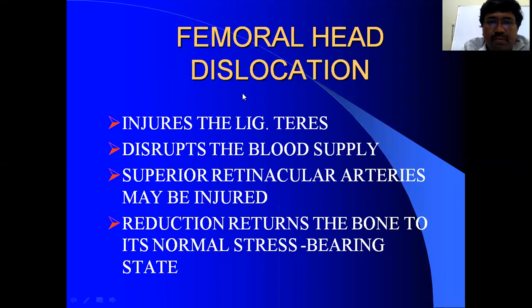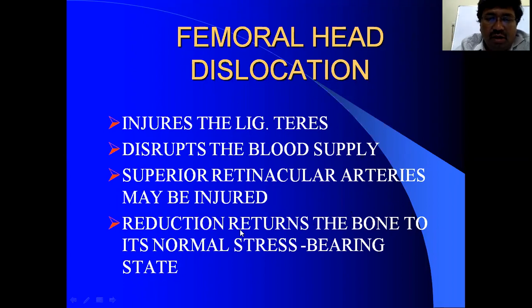Apart from fractures, femoral head dislocation is the most common cause of femoral head avascular changes. During femoral head dislocation, there is injury to the ligamentum teres, the main blood supply to the head of the femur. In this dislocation, the superior retinacular arteries may be injured. So once the arterial supply is cut, it will undergo avascular changes slowly.